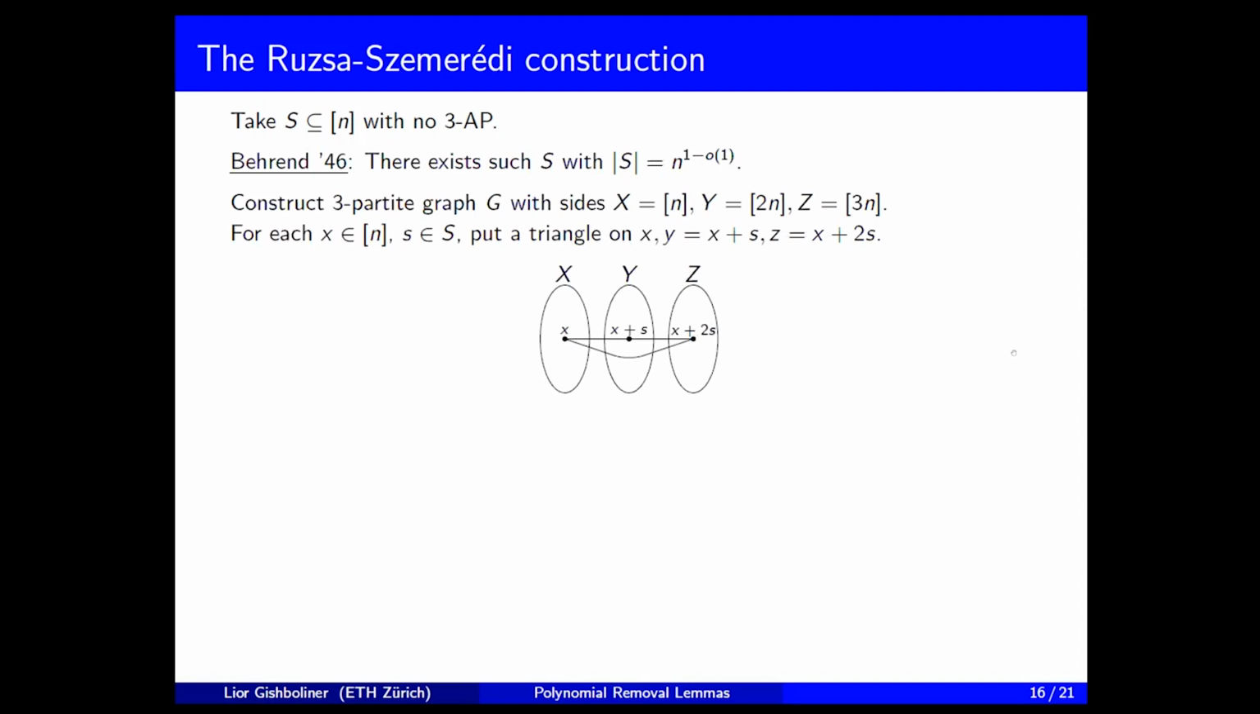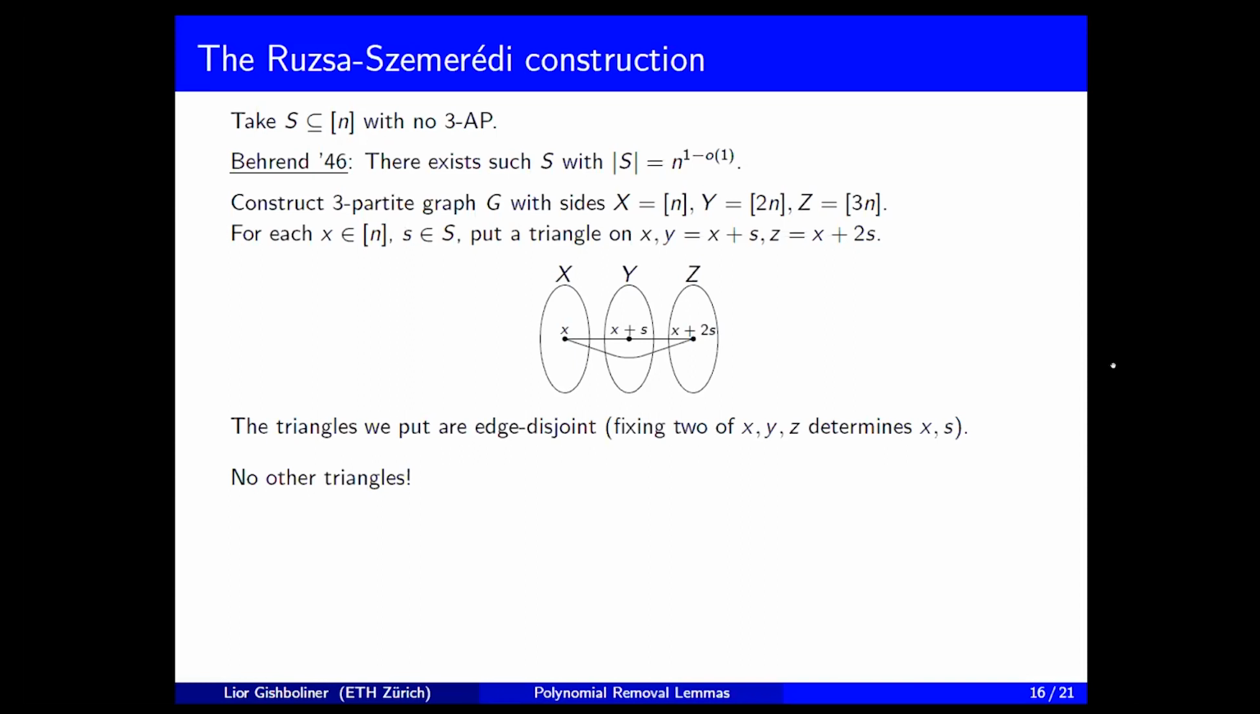So why is this construction good? First of all, observe that these triangles that we put are edge disjoint. They cannot share 2 vertices. This is because if you tell me 2 of these 3 vertices, for example x plus s and x plus 2s, then I can find x and s. So there is just a unique triangle containing each edge. The second good property is that there is no other triangle. The only triangles in the construction are those that we put in.